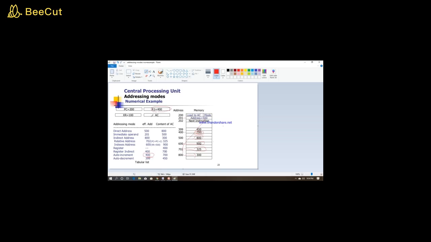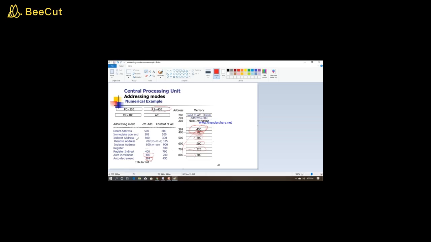Auto decrement: first step, the register value is decremented by 1. Then you execute the instruction. So the R1 value 400 becomes 399. In the memory location or stack diagram, the 399 value stores 450. So finalize 450 as the answer for the content of AC. Like that you can easily get the solution for the numerical example.